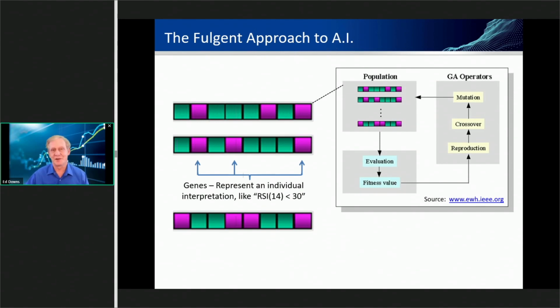So a gene is nothing more than a condition, like RSI 14 less than 30, or the close above the moving average of, let's say, 200 periods. So those are individual things. And there are hundreds of them in the software, and it is calculating all of them on all the data. So we feed this thing 100,000 bars of data, and it is looking at every place that these things happen and trying to find ones that work well together.